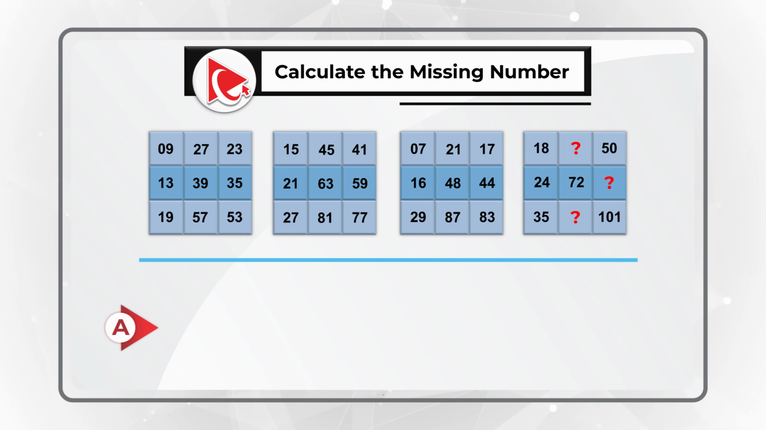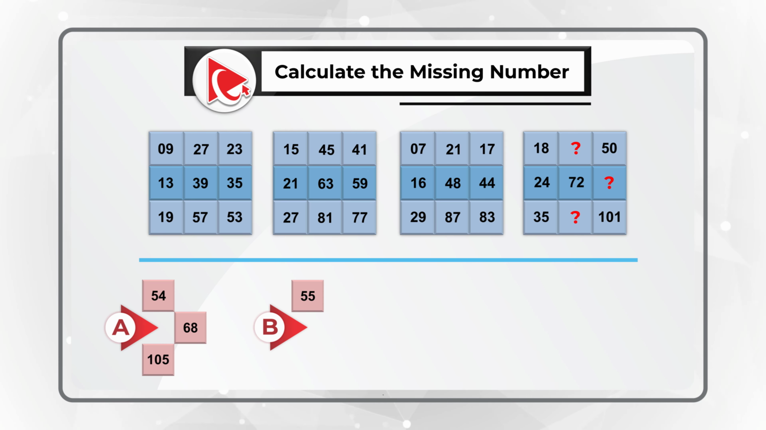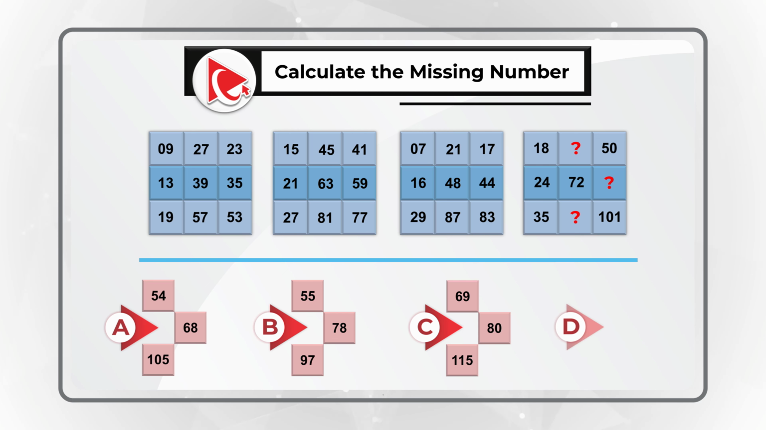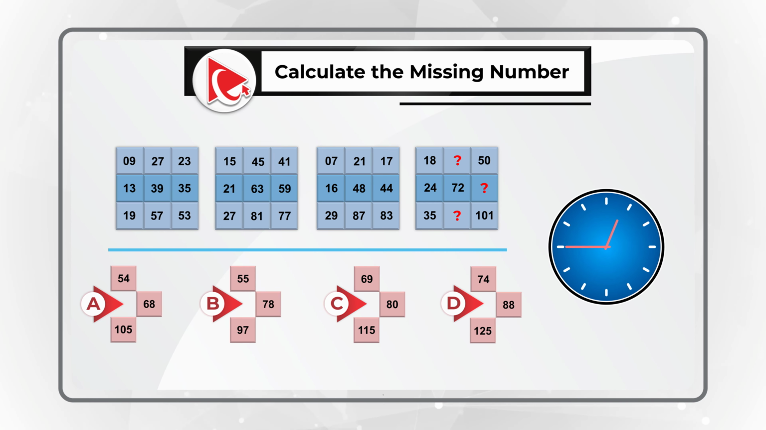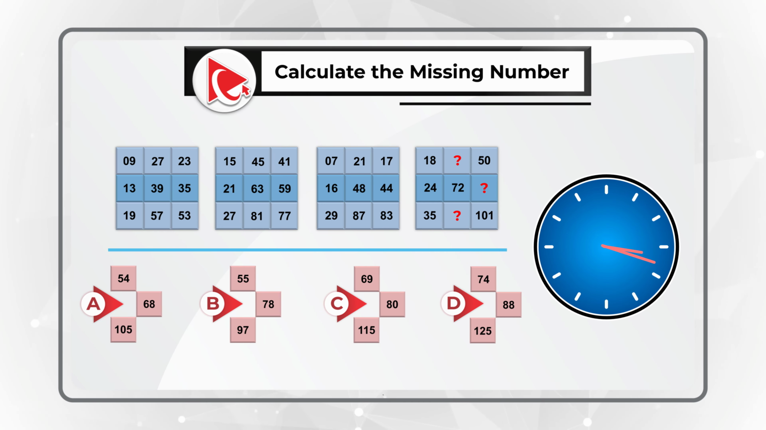Choice A, missing numbers might be 54, 68, and 105. Choice B, missing numbers might be 55, 78, and 97. Choice C is represented by the numbers 69, 80, and 115. And then choice D is 74, 88, and 125. Give yourself a little bit of time, maybe 20 to 30 seconds, by pausing this video to see if you can come up with the solution.